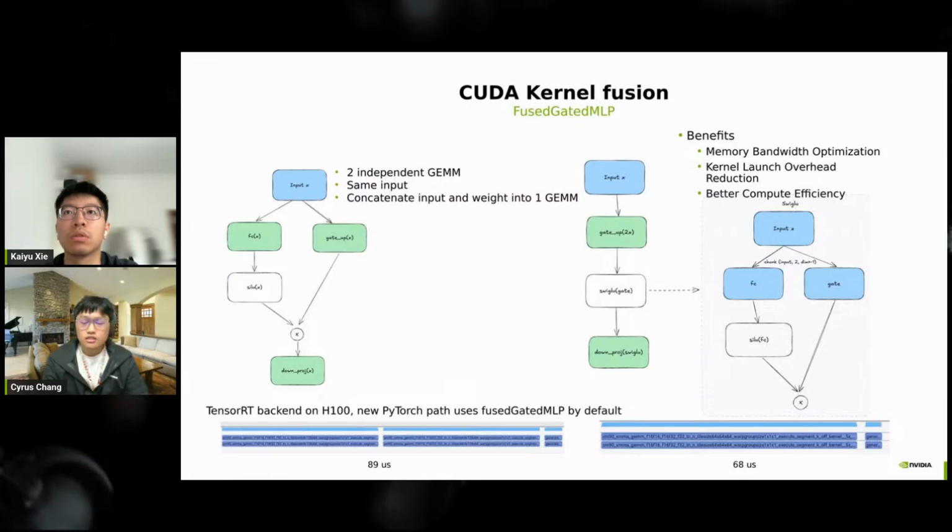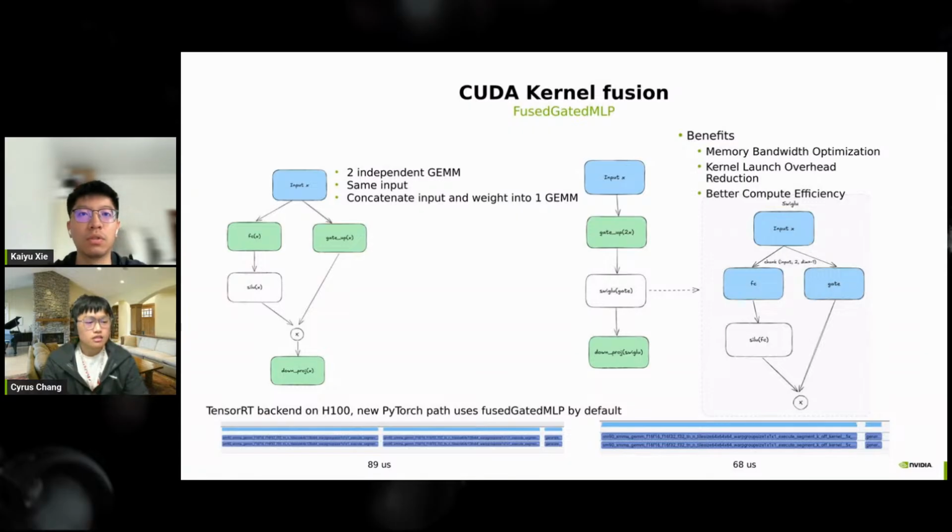The second benefit is the kernel launch overhead reduction. Launching a kernel on the GPU is not free. It needs the CPU to send the launch commands, and usually it takes about 2 to 10 microseconds to launch a GPU kernel. So fusing the kernels into one kernel helps reduce the launch commands, which reduces some of the overhead caused by kernel launching.